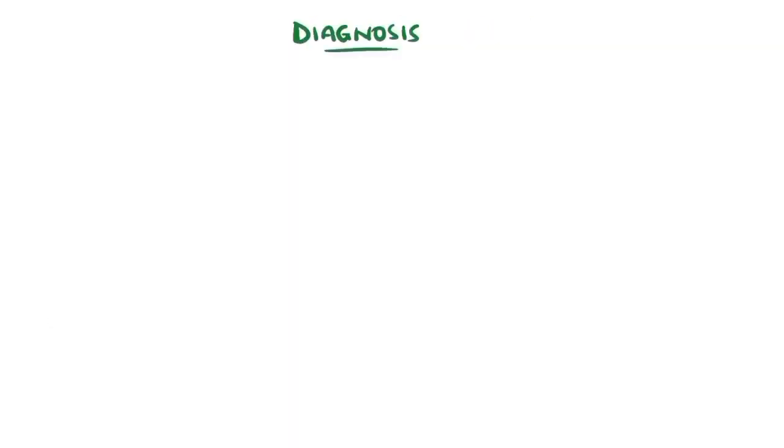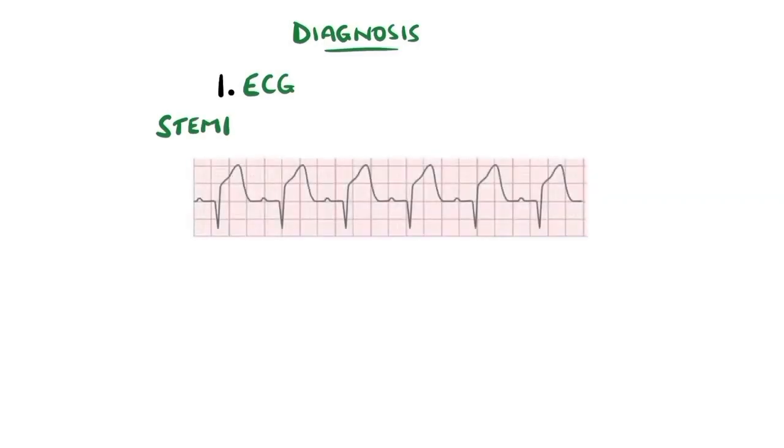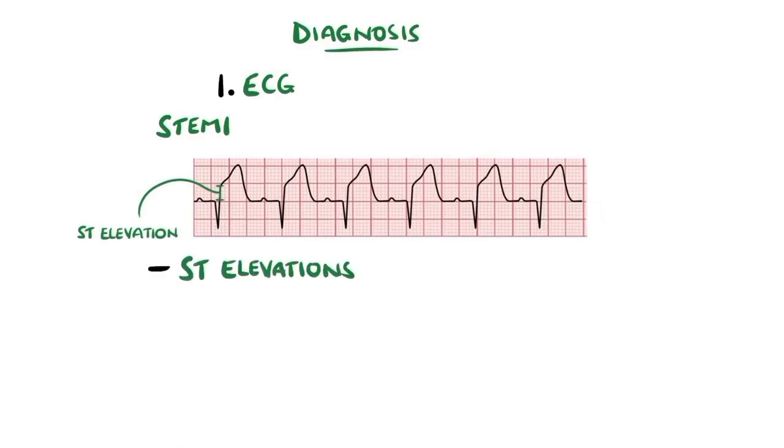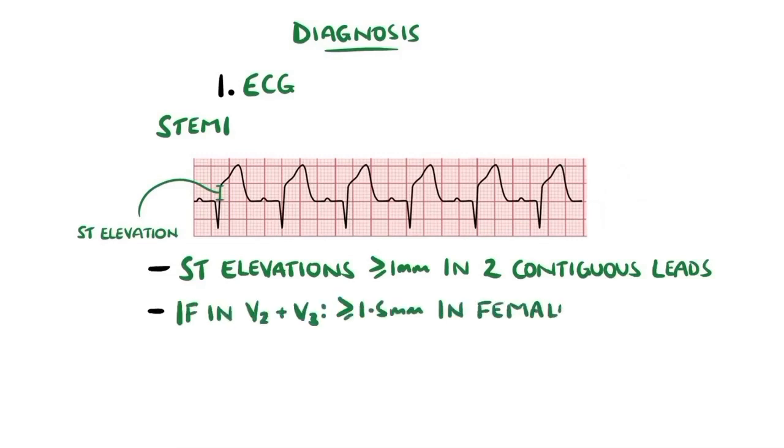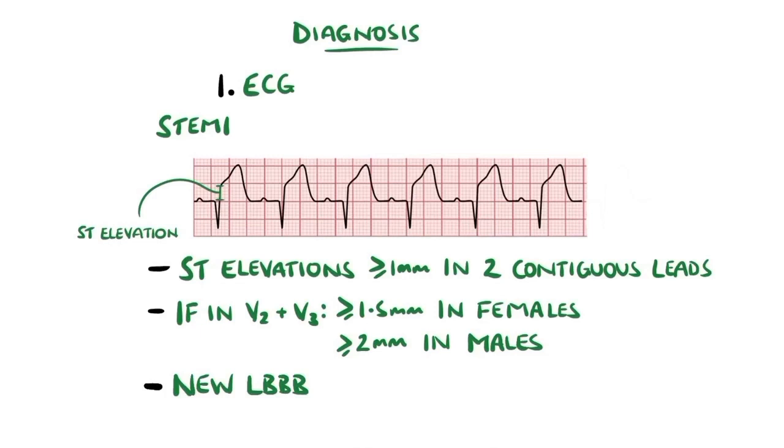An ECG is a key part of the diagnosis. As the name suggests, for diagnosis of STEMI, there must be elevations in the ST segment, specifically in two contiguous leads of at least 1 mm in height, except in leads V2 and V3, where it must be 1.5 mm in women or 2 mm in men. A new left bundle branch block is also included in criteria for STEMI.